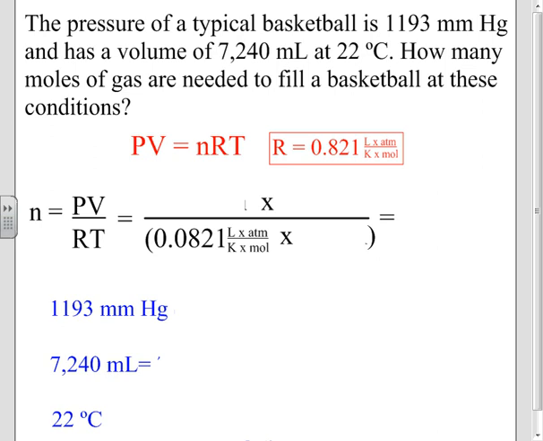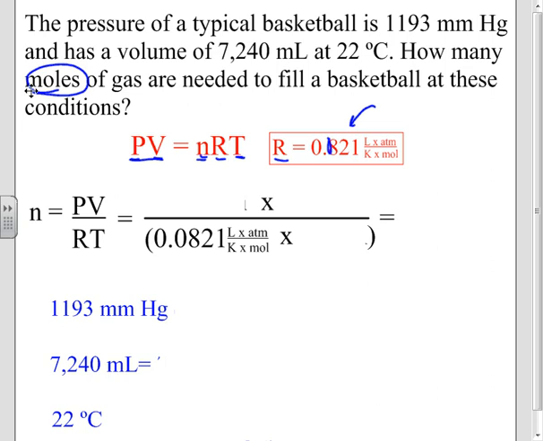For this problem, note that we are given moles. The only gas law that allows you to calculate moles is the ideal gas law, where pressure times volume equals number of moles times the ideal gas constant times the temperature. R is the ideal gas constant. It's a proportionality constant between the product of the pressure and the volume and the number of moles and the temperature.